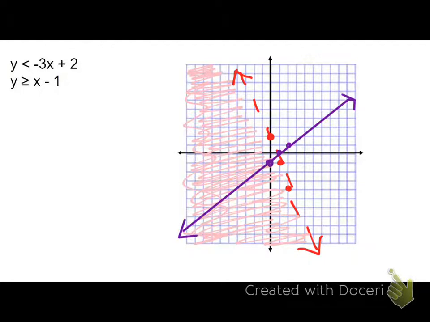Now, it's saying y is greater than x. So if it's greater than, do I shade above or below my line? Above. Above my line. So I'm going to use my other colored pencil, and I'm going to shade the entire area above my line here.